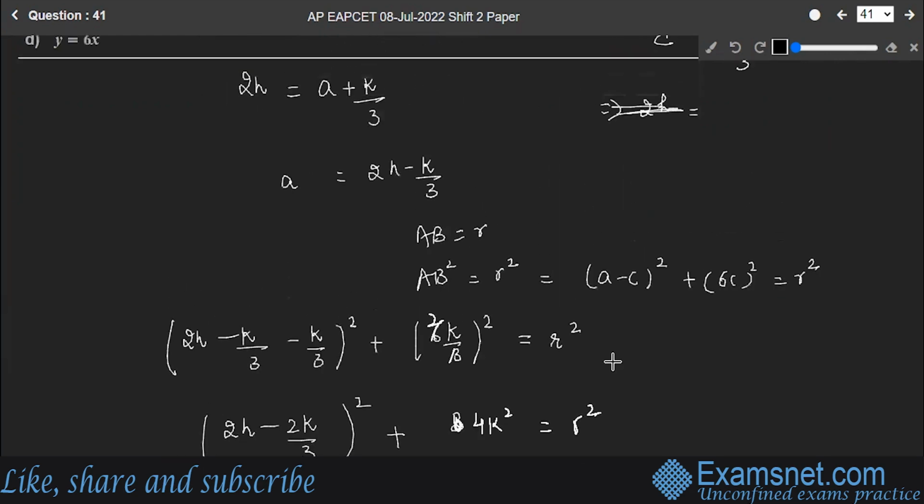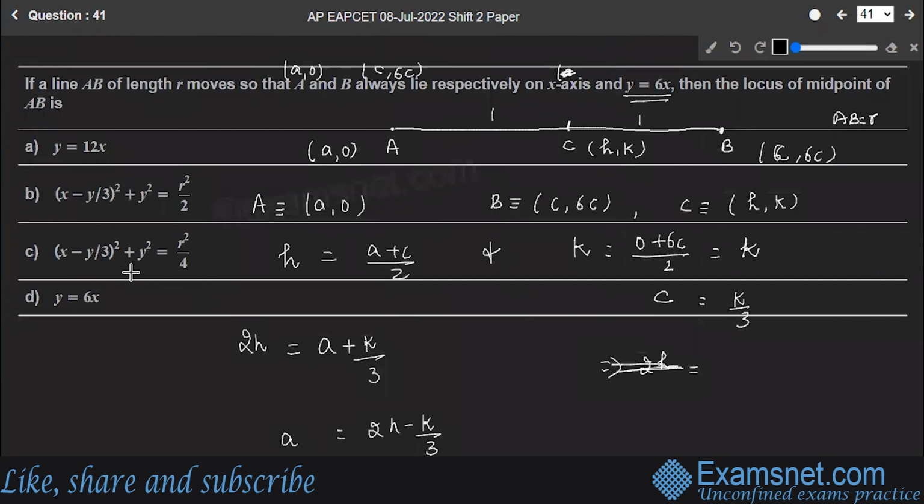Let's check what we have in the answer. Here we have option C. Option C is the answer to our problem. Clear? Hope you're clear with this, students. If you have any doubt, then you can rewind the video and watch at your own pace.